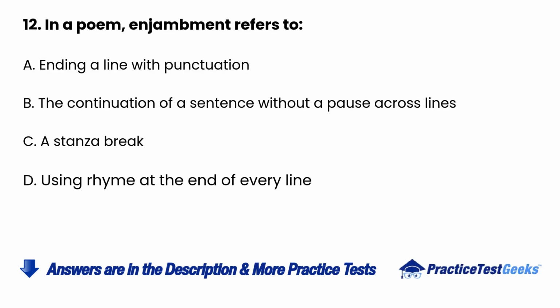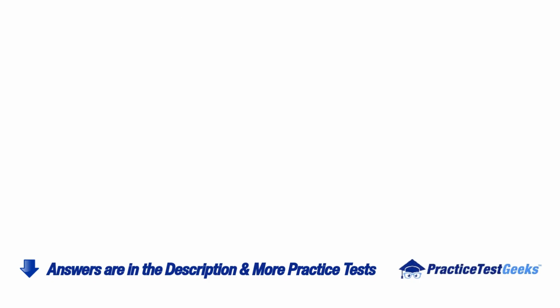12. In a poem, enjambment refers to a. Ending a line with punctuation. b. The continuation of a sentence without a pause across lines. c. A stanza break. d. Using rhyme at the end of every line.